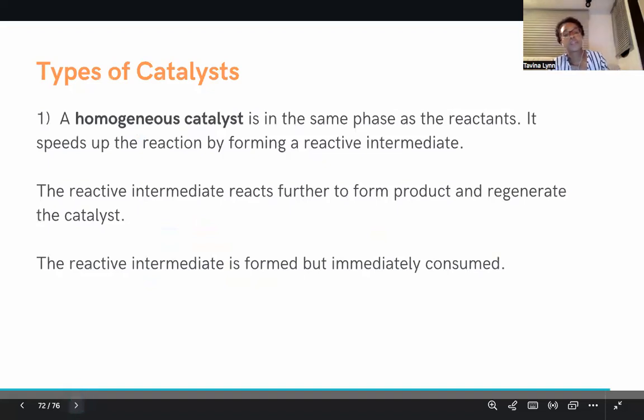So there are different types of catalysts. Homogeneous catalysts are usually in the same phase as the reactants, and they form an intermediate that is formed in one step and immediately consumed in the next step. And the catalyst is not consumed, it's regenerated.